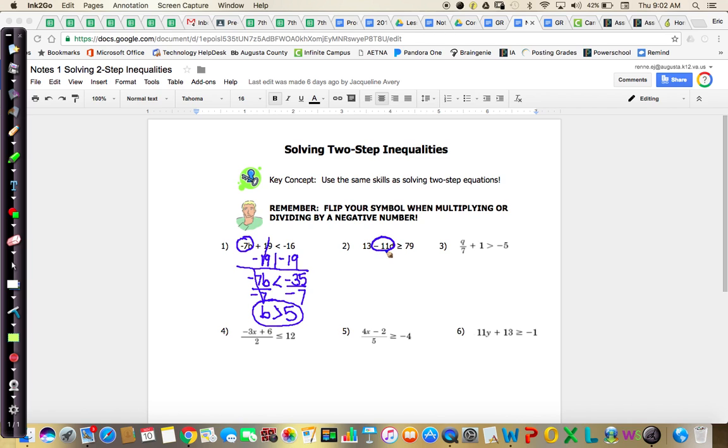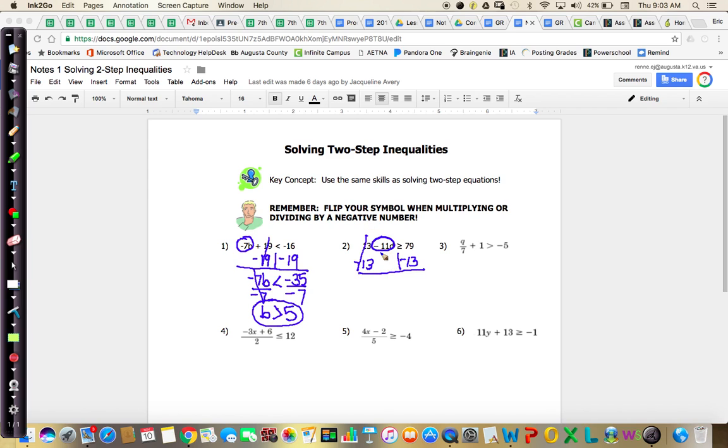Okay, number 2, we're going to circle the variable, and this time I'm going to circle the minus sign because it's directly in front of the variable. And we're going to draw our t. So now we want to get the variable by itself, so we're going to get rid of 13 by subtracting 13, because 13 minus 13 is 0.